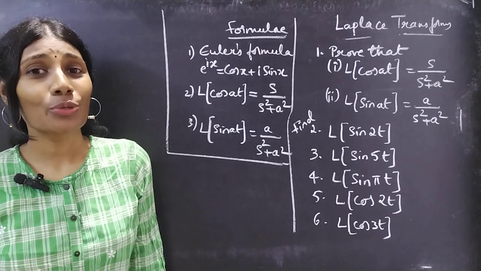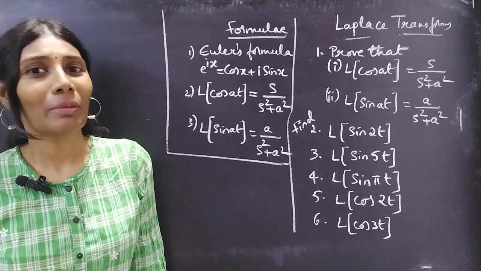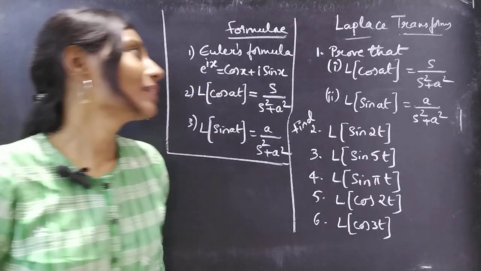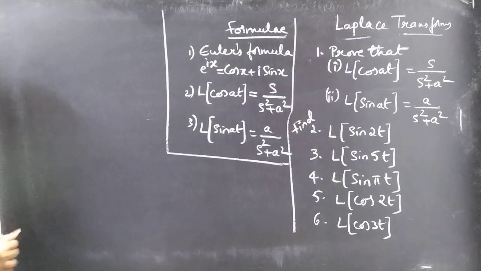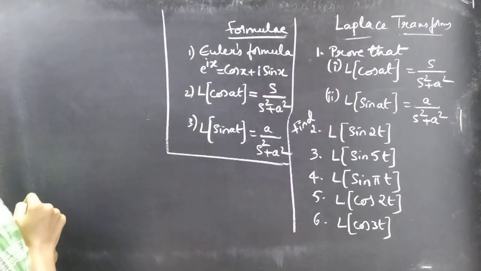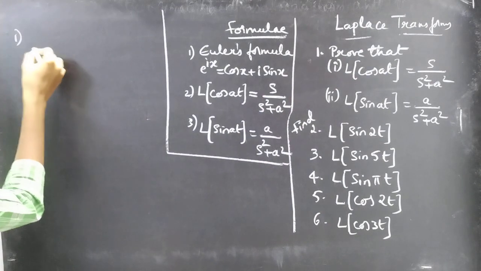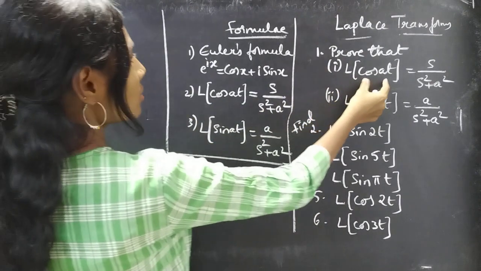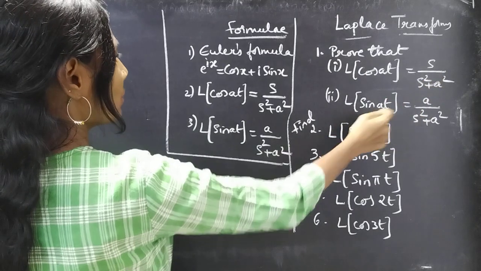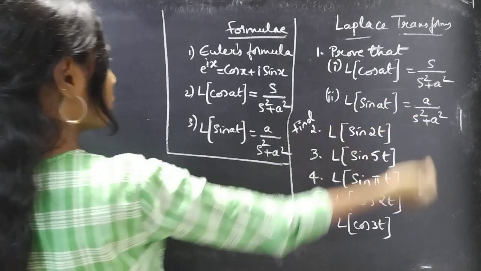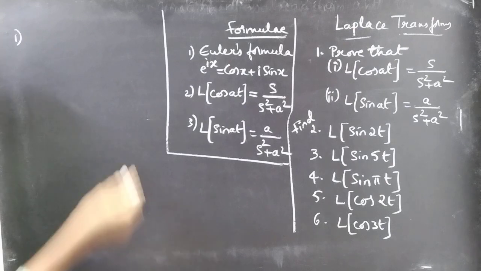In this video, we are going to see few problems from Laplace transform. So let's get going. Here we are going to use the three formulas. I'll begin with the first one. Prove that L of cos at equal to s by s square plus a square and L of sin at equal to a by s square plus a square.